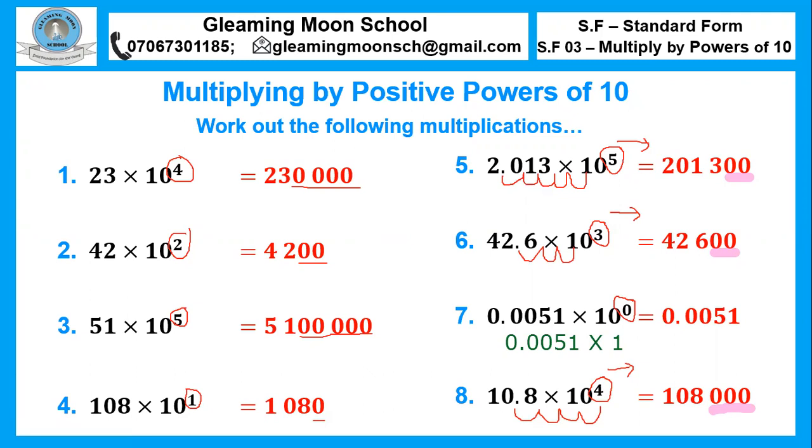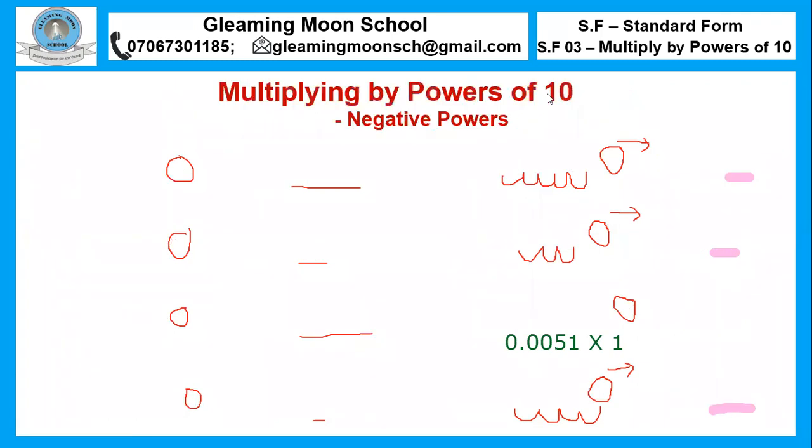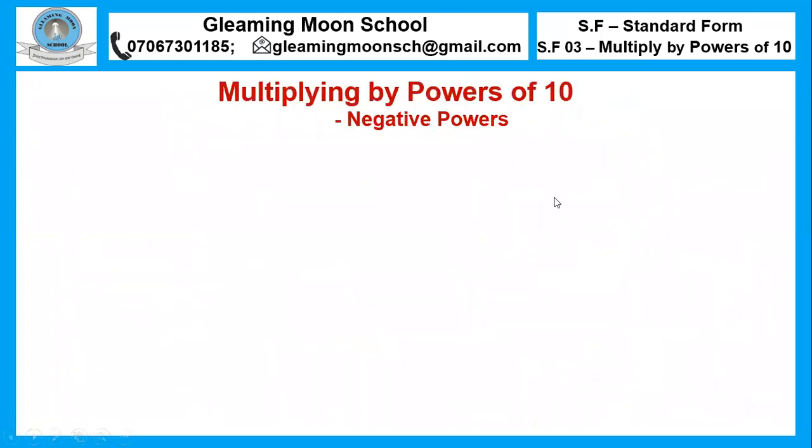Right, let's move on. Now we've looked at multiplying both whole numbers and decimal numbers with positive powers of 10. Now we're going to see what it looks like when the power of 10 is negative.